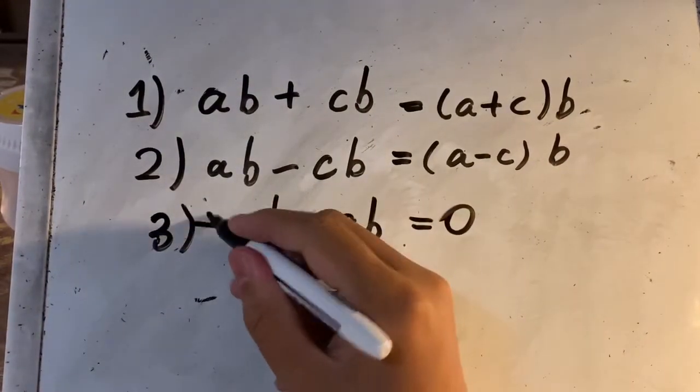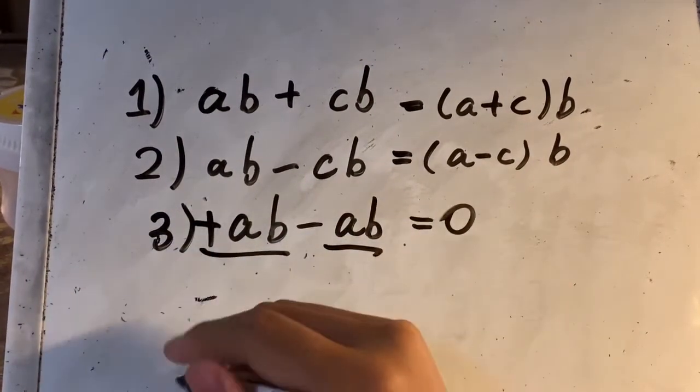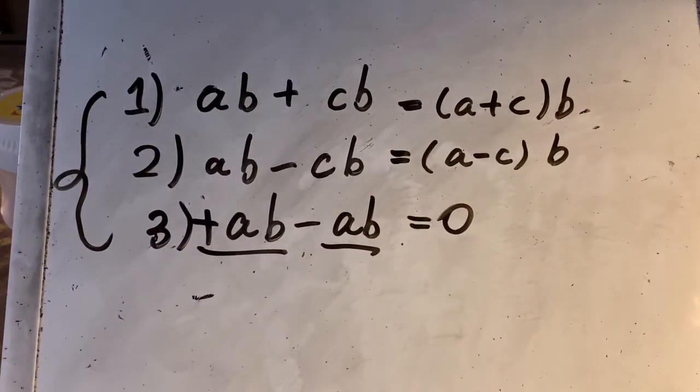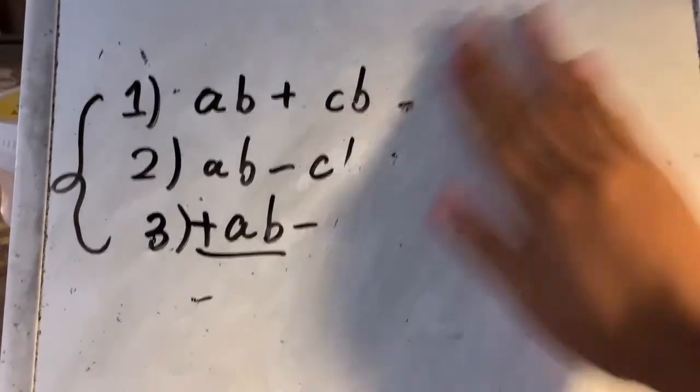So you can cross them out. AB minus AB is always 0. So these three are the fundamental theorems of factors. And if you understand them, then it will be easy for you to get the rest of the answers, the rest of the formulas.